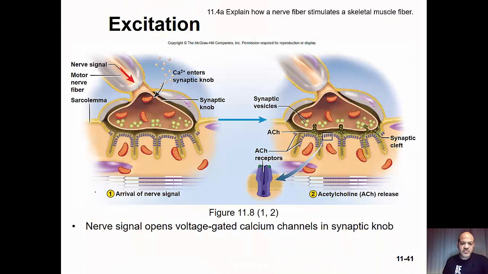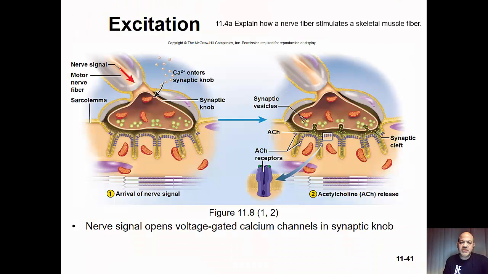So let's start with excitation, and here your objective is to explain how a nerve fiber stimulates a skeletal muscle fiber. So here's our nerve fiber, which is basically the end of a neuron. So here you have your nerve signal, your impulse coming down here. When that impulse comes down here, it's a moving action potential, just like in the muscle cell. When it gets down here, in the membrane, in the synaptic knob area, there's going to be a voltage-gated calcium channel. So these calcium gates are sensitive to voltage changes and only allow calcium to move. So here calcium will rush in because there's more concentration of calcium ions on the outside.